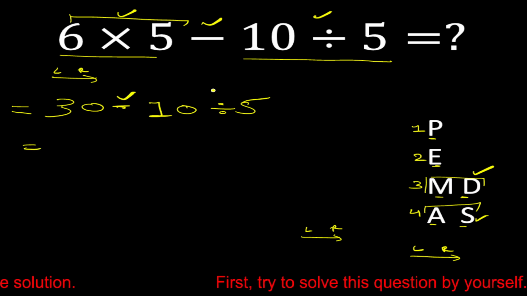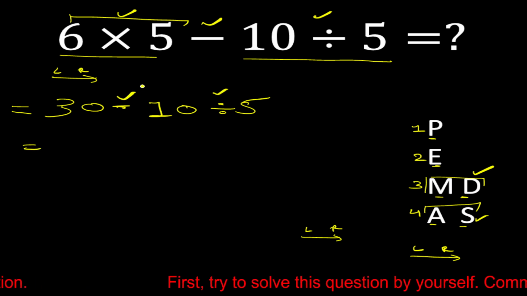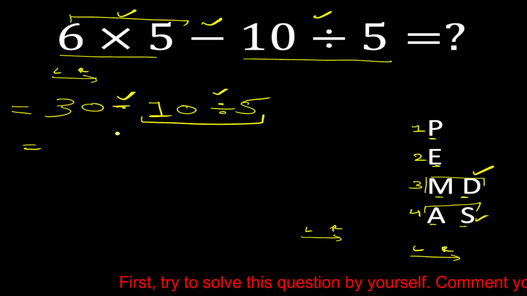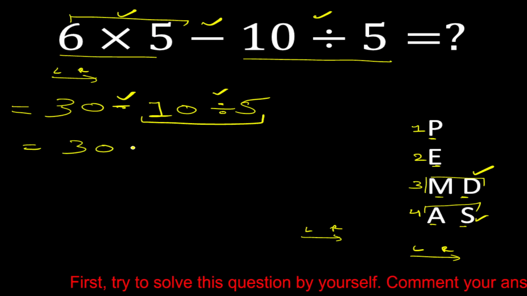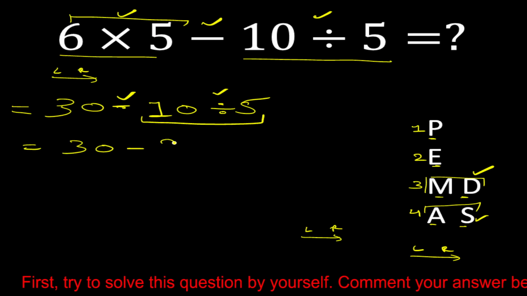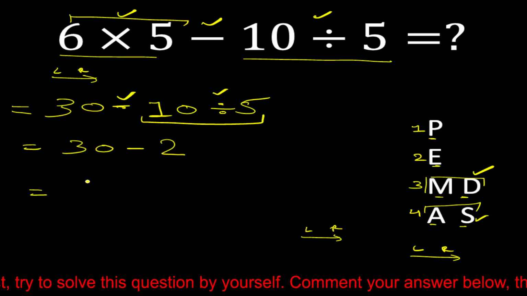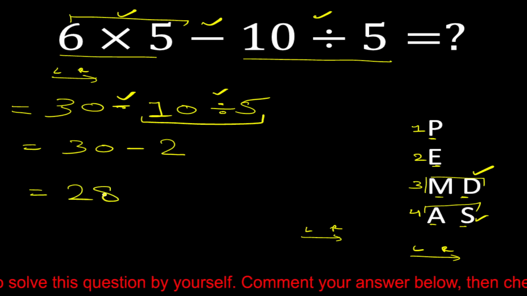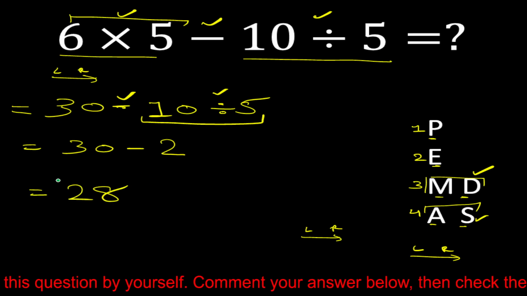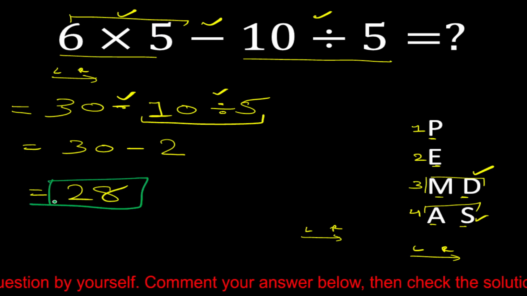Now here we have one subtraction and one division. So according to the PEMDAS rule, first we have to solve this division. It is equal to 30 minus, now 10 divided by 5 is equal to 2. Now 30 minus 2 is equal to 28. So the correct answer is 28.